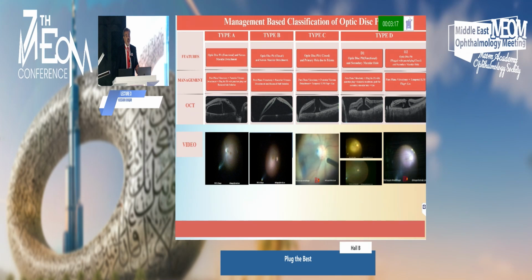Type D1 and D2 occur after the surgery. When you peel the ILM, they get the macular hole and the pit gets open most of the time. And sometimes you plug the pit and later on, from the serous macular detachment, you get the macular hole.